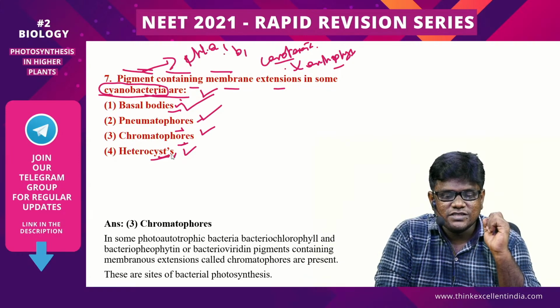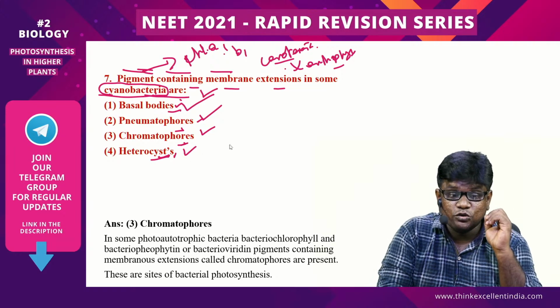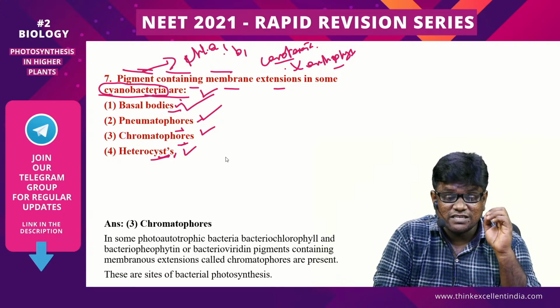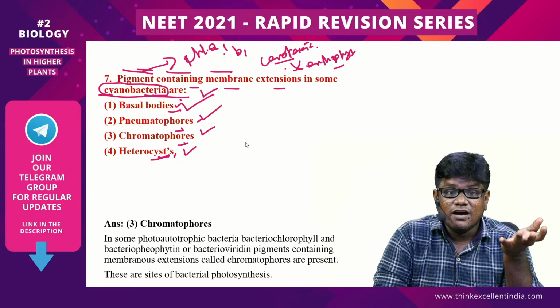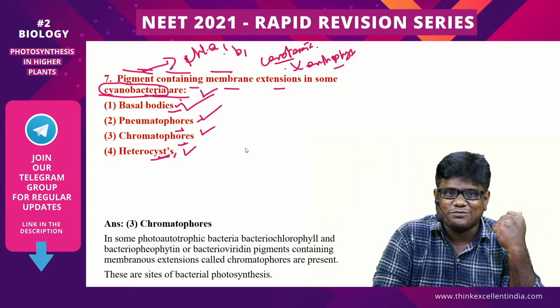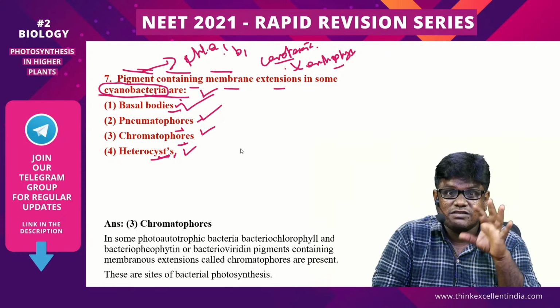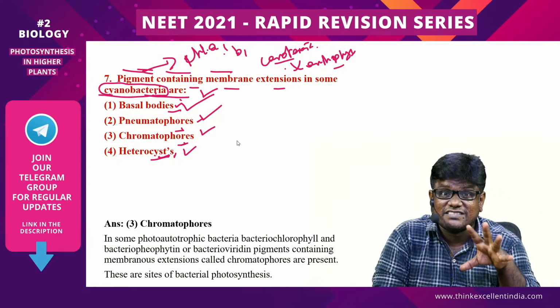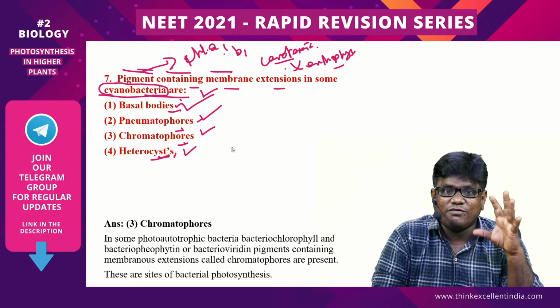And heterocyst, you can see the special type of outgrowth. It's a special type of structure present in the filamentous cyanobacteria. You can see heterocyst structures. So that is the most important place where nitrogen gets fixed in the cell from the atmosphere.